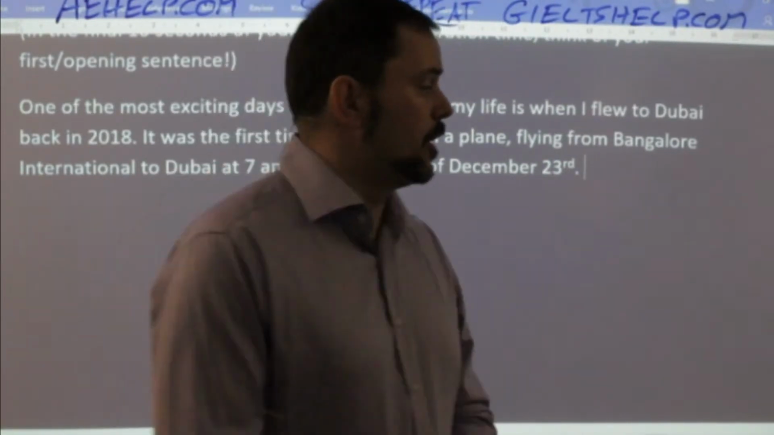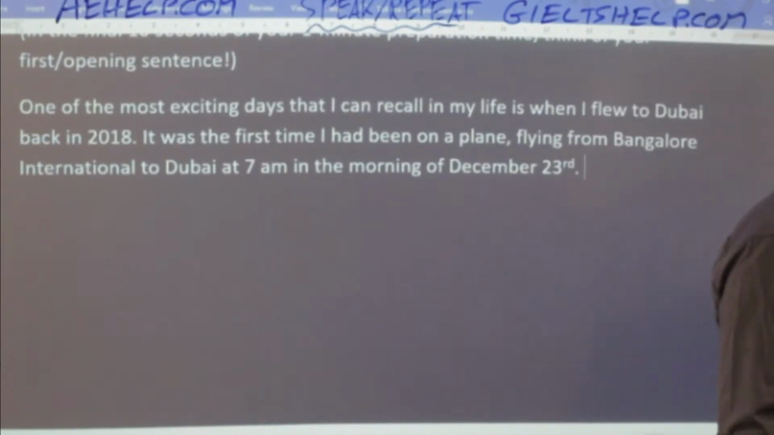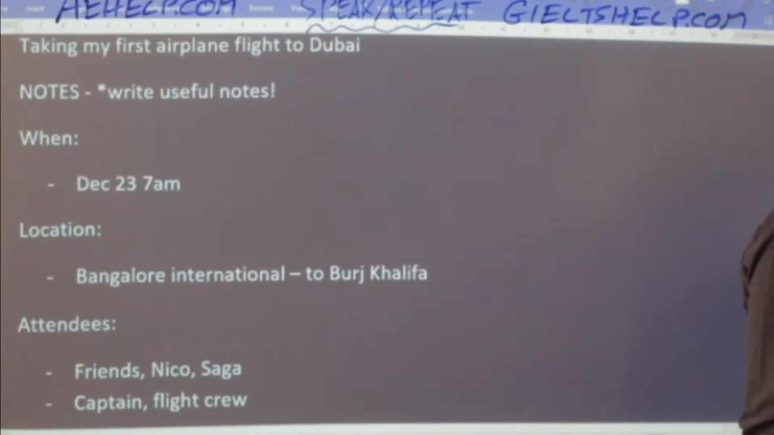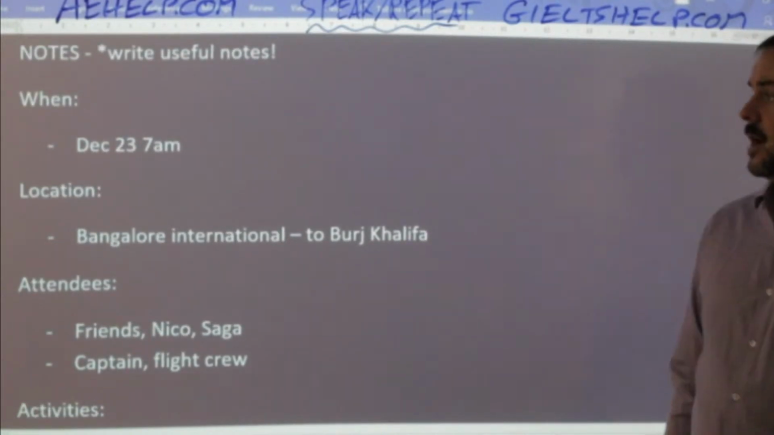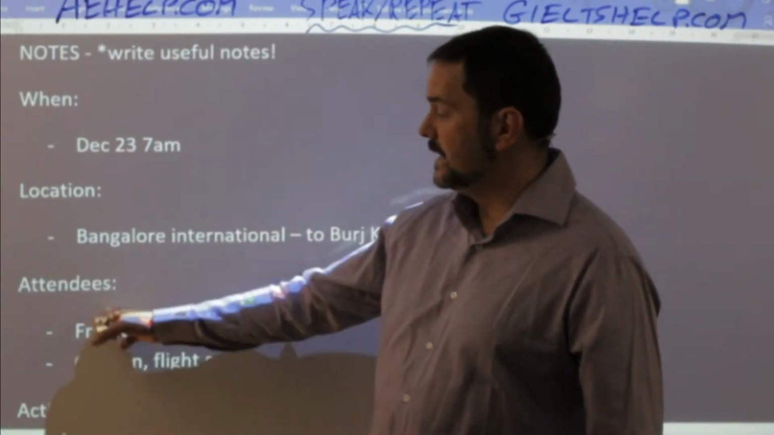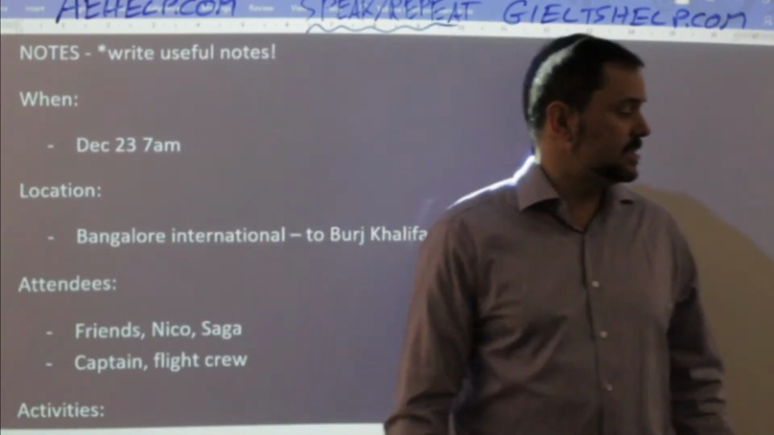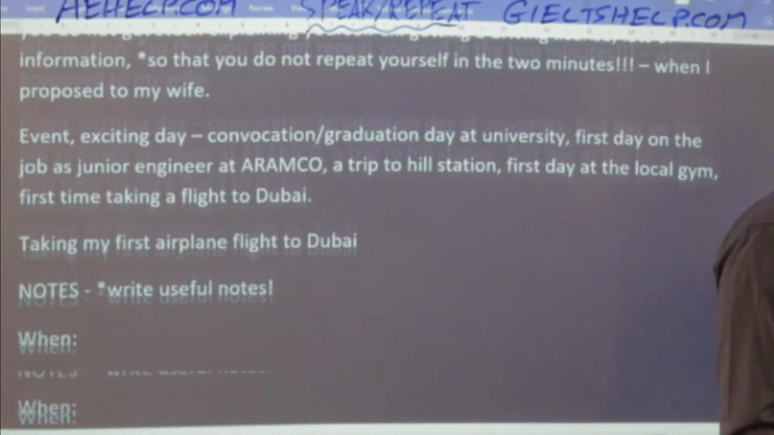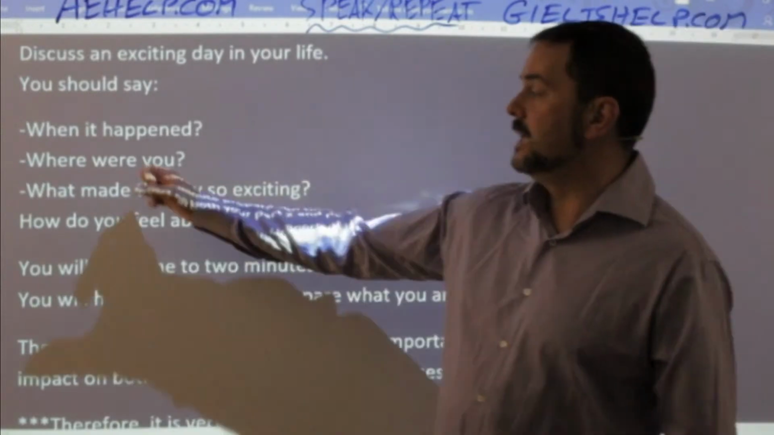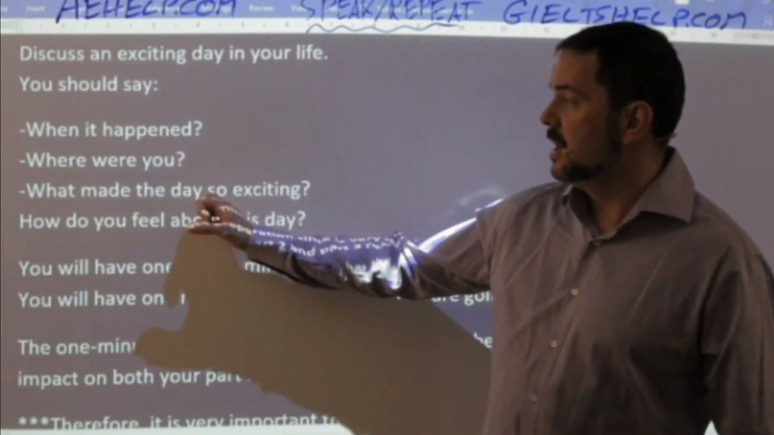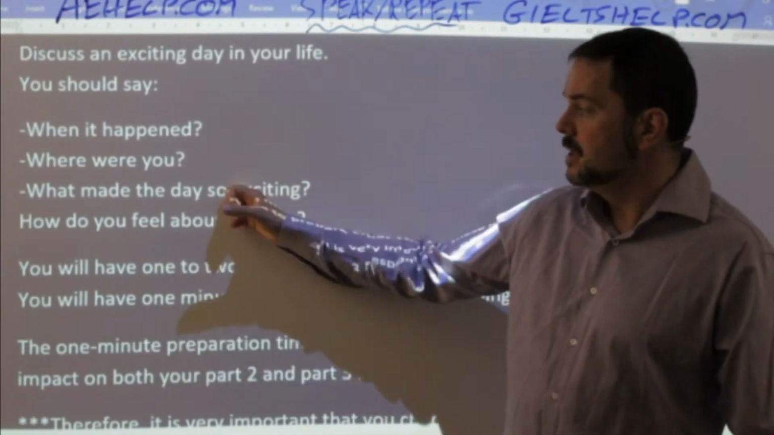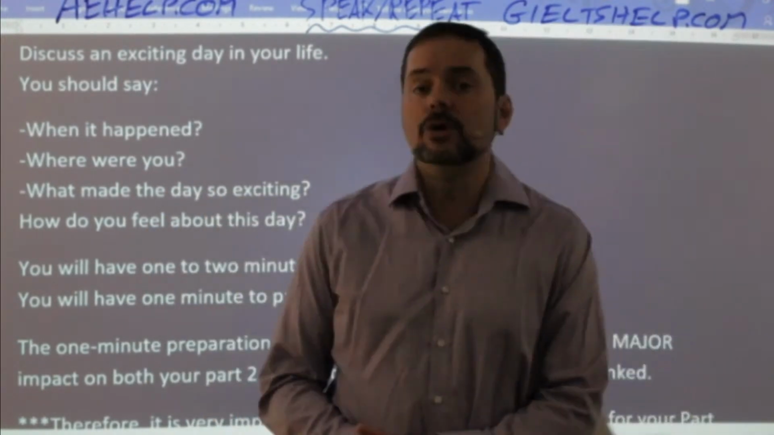And we're using our notes and we're using what we have in our mind and we're following along with this set of points when talking about an event. So location, we've got that, attendees, activities, importance, and of course at the same time, we're also paying attention to the card that the examiner has presented us with. When it happened, where were you, what made the day so exciting. So we want to include those.